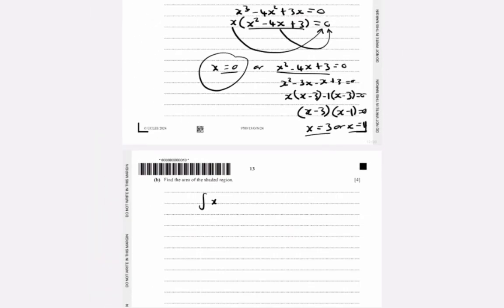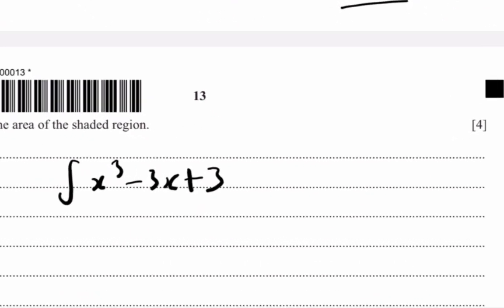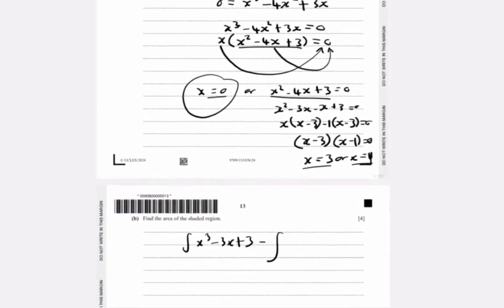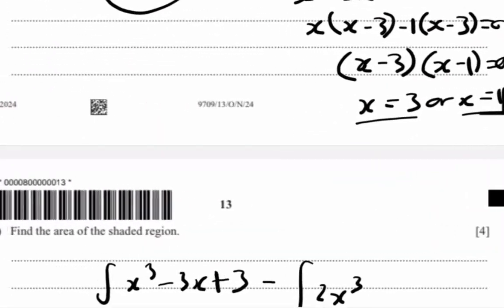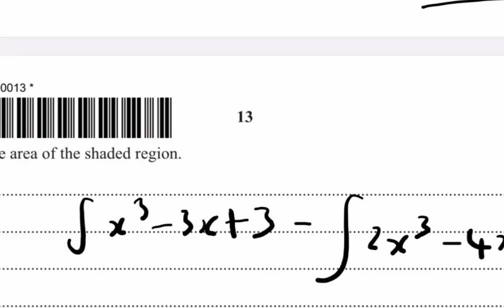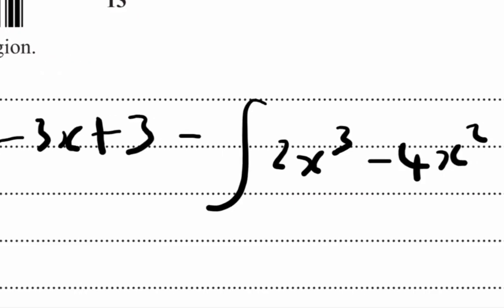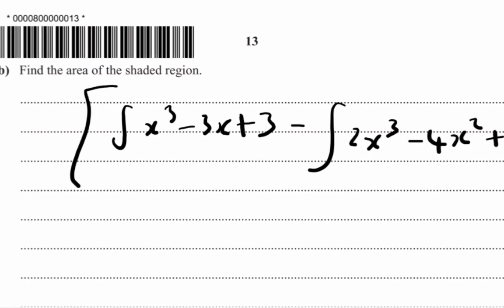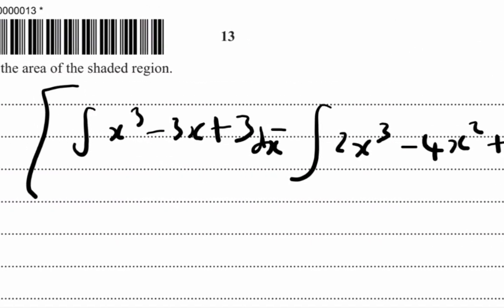X to the power 3 minus 3x plus 3. Then we subtract the integral of the other one, which is 2x to the power 3 minus 4x squared plus 3, like this. And we're using 3 and 1 as our limits for that. And we're integrating these with respect to x. That's why I'm putting those dx's.